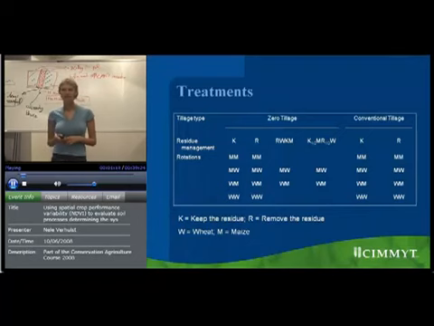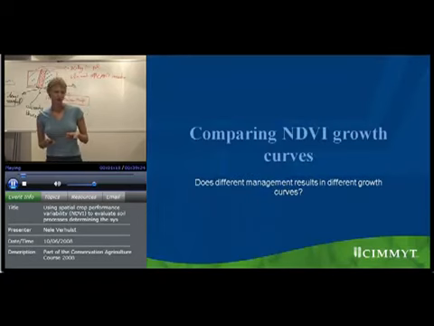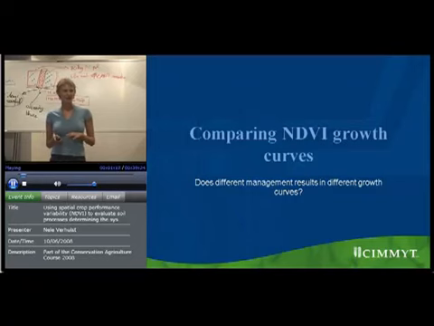Now I'm going to give you 2 presentations. The first one is about comparing growth curves in time. So the question is whether different management induces a different crop development in time.